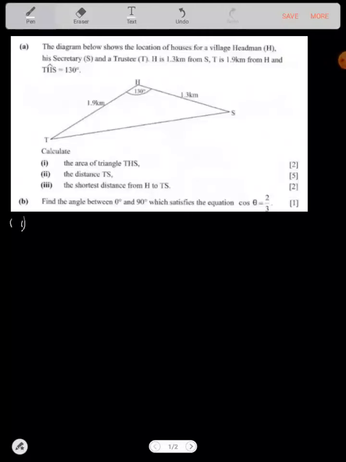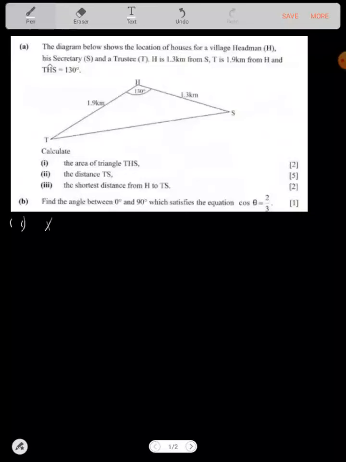The question says a diagram below shows the location of houses for a village headman, his secretary, and a trustee. H is 1.3 kilometers from S, you can see that, and T is 1.9 kilometers from H, and angle H is 130 degrees. The question says calculate the area of this triangle THS.